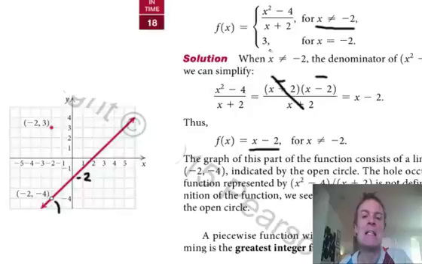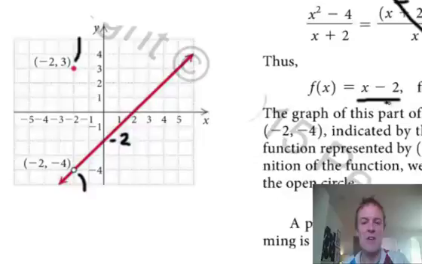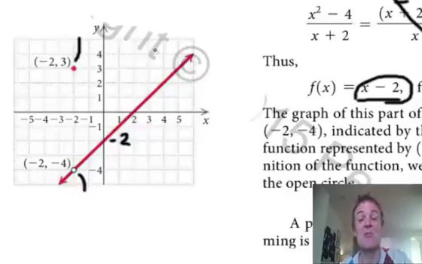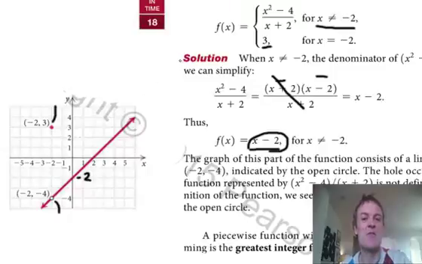Okay, now for when x is negative 2, we have an answer of 3, and that's this just solitary point up there. Okay, so remember, I graphed x minus 2, except I can't have negative 2, so I left a hole in it. Alright? When it is negative 2, I had to graph positive 3. Well, that's just a point at negative 2, positive 3. Okay? That's how I would graph that piecewise function.